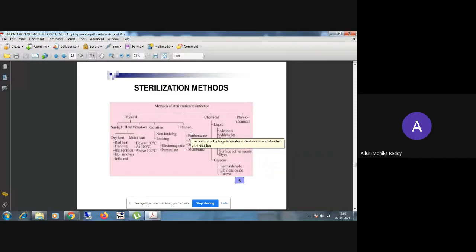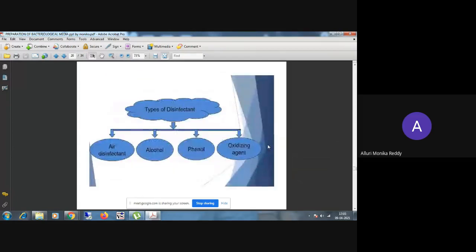Filtration: we have earthenware, asbestos filtration, sintered glass and membrane filtration. We have these many types of filtration. And these are the types of disinfectant: air disinfectant, alcohol, phenol, oxidizing agents. There are many types of disinfectants. What is a disinfectant? A disinfectant is a chemical which disinfects and prevents infection.